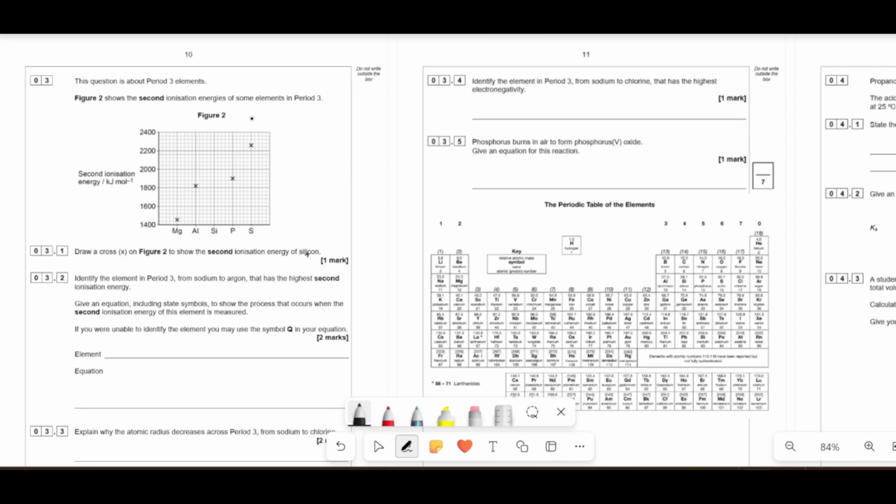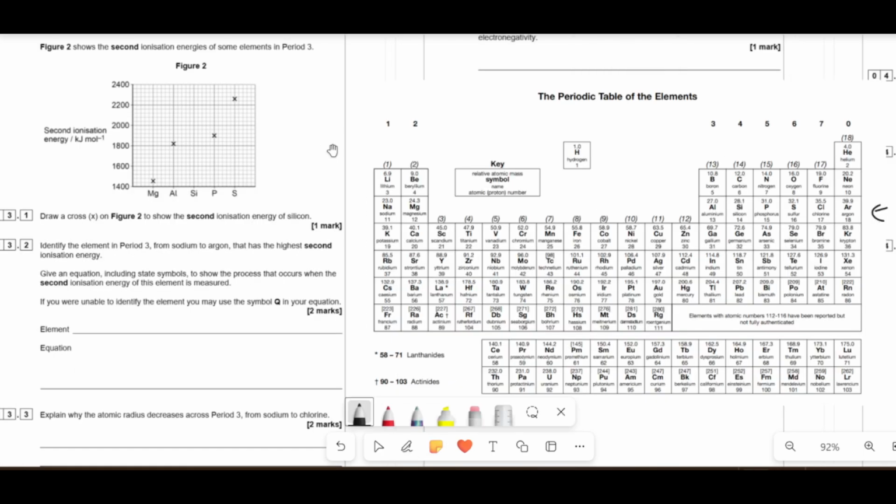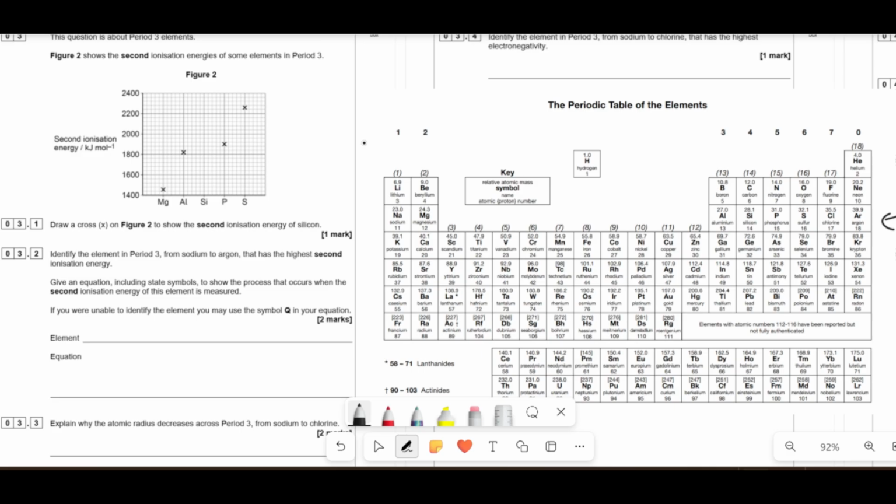Figure 2 shows the second ionization energies of some elements in period 3. So when you're doing these questions about periodicity and it's talking about ionization energies, just double check what you're removing the electrons from, and also look at their electron structure, because that explains everything that's happening. This is a second ionization energy. So this silicon's either higher or lower, and we need to decide. So what I'm going to do is compare each of them.